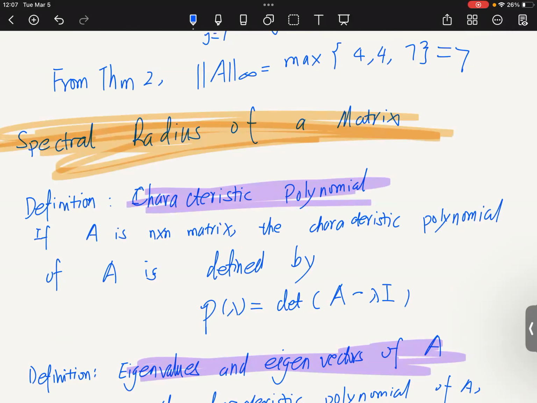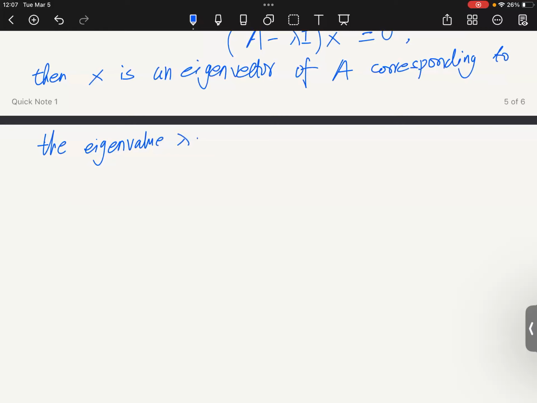We are going to define the spectral radius. We use the characteristic polynomial to define the eigenvalues and eigenvectors, and now we are going to use the eigenvalues to define our ultimate goal, that is the spectral radius. Definition: the spectral radius of A. And this is super easy.